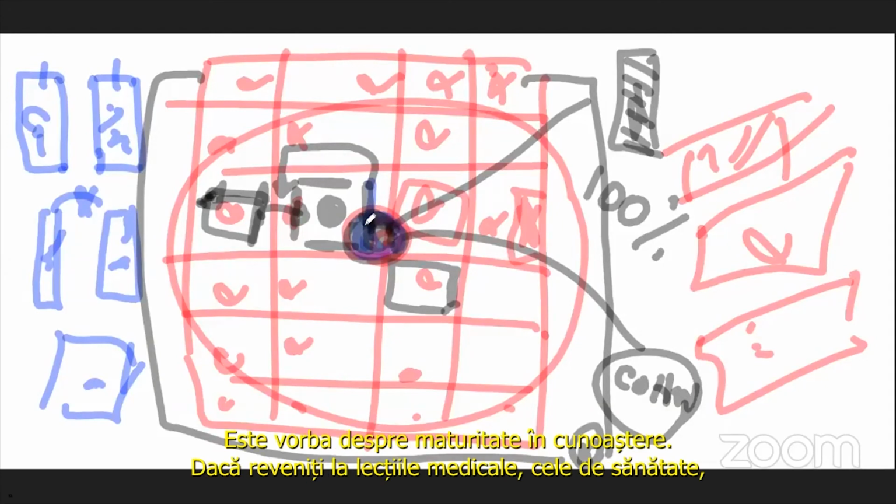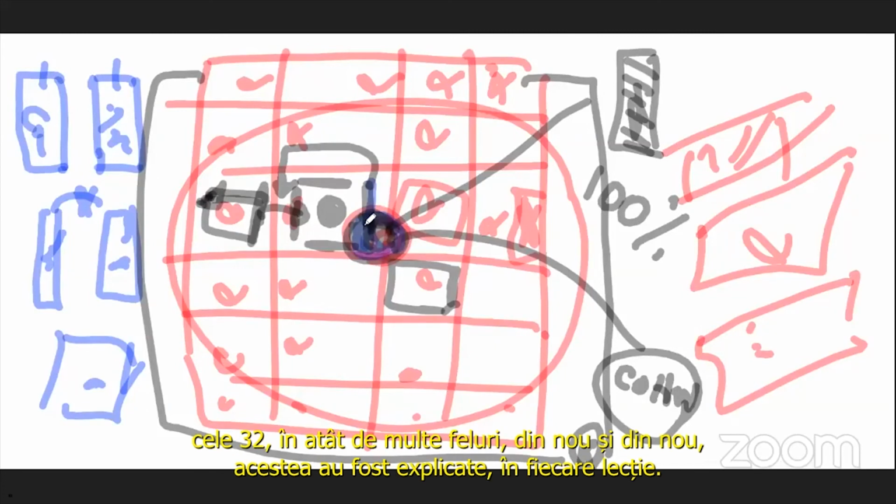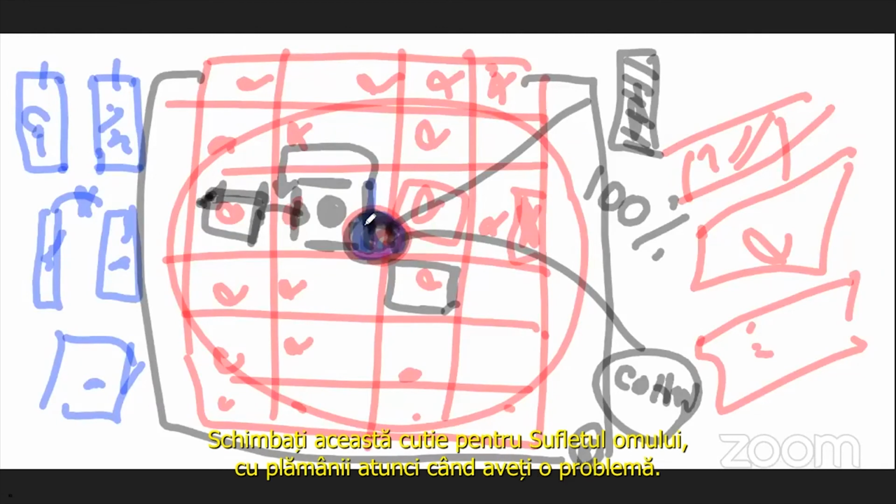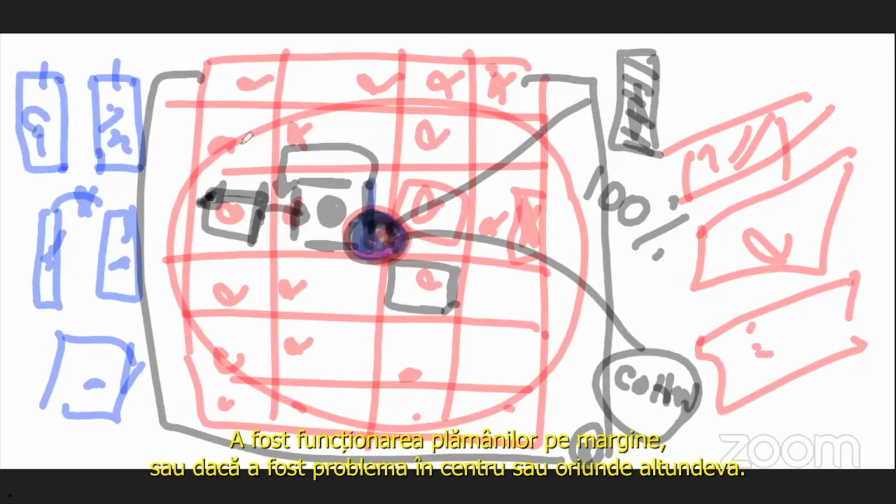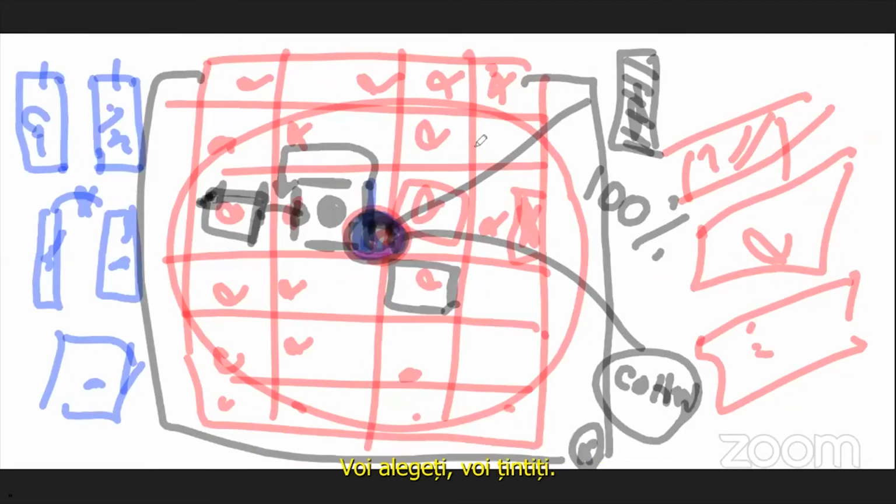If you go back in the teachings of medical teaching, the health teachings, some 32 of them, in so many ways, again and again, this has been explained in every lesson. Change this box from the soul of the man to the lung when you have a problem. What's the function of the lung in the boundary? Where is the problem in the center, or whatever. You choose, you can target.